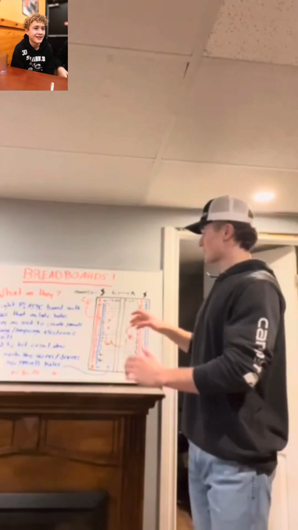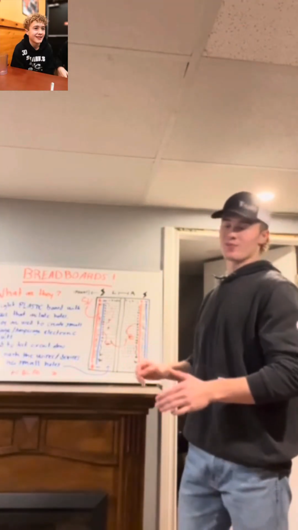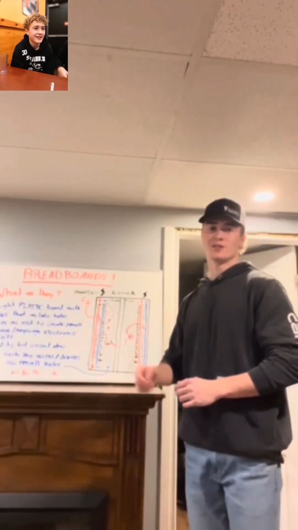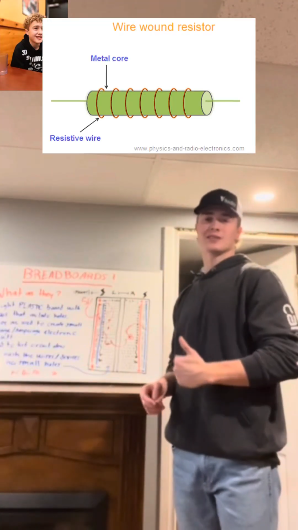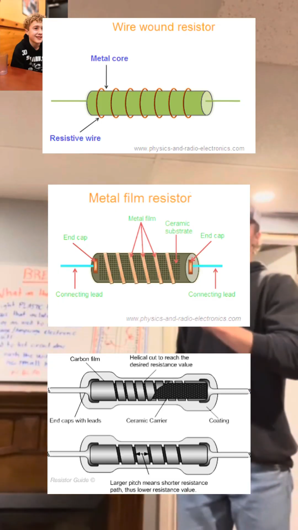Alright, so before I show you guys how to wire this up, I'll give you a rough idea, because I will be showing you this in class on the breadboard. I want to go over the different types of resistors. Number one, you have your wire wound resistor. Number two, you have your metal film. Number three, you have your carbon film resistor.